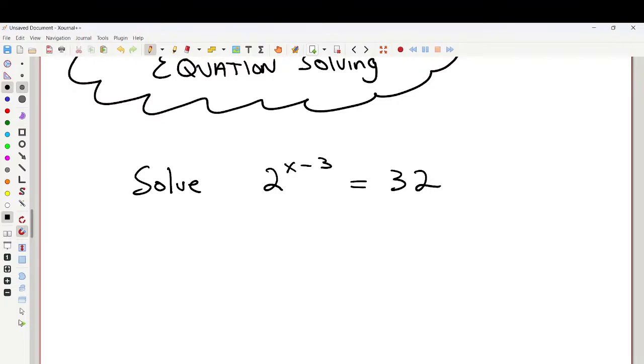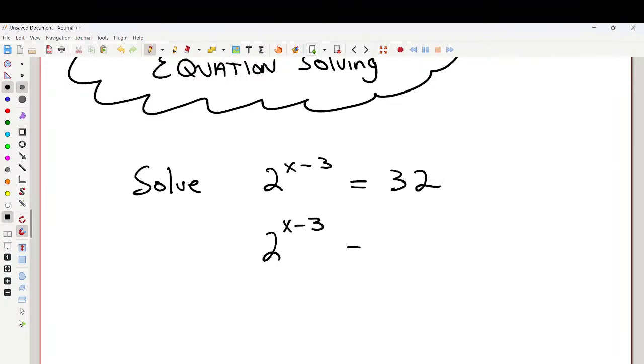8. What's going to happen to 8? It's going to get reduced by 3. It's going to become 5. And 2 to the 5th is 32. Yeah, cool. So that's one way to solve them. Just look at it. Not told in a textbook.